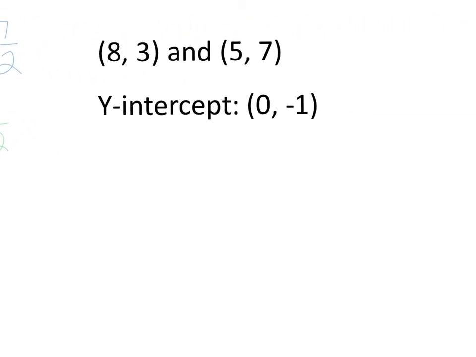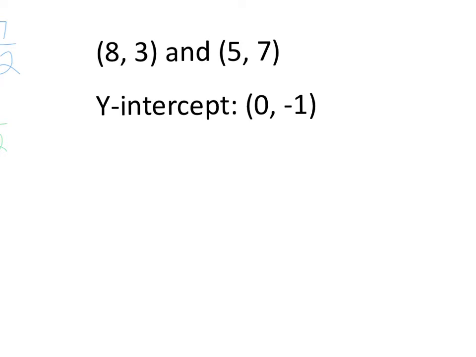The last one. For finding slope, we could say 3 minus 7 over 8 minus 5, or we can say 7 minus 3 over 5 minus 8. We know that we should end up with the same answer. 3 minus 7, add the opposite, becomes 3 plus negative 7, which is negative 4, over 8 minus 5 is 3. Or we can say 7 minus 3 is 4, over 5 minus 8, add the opposite, becomes 5 plus negative 8, which is negative 3.